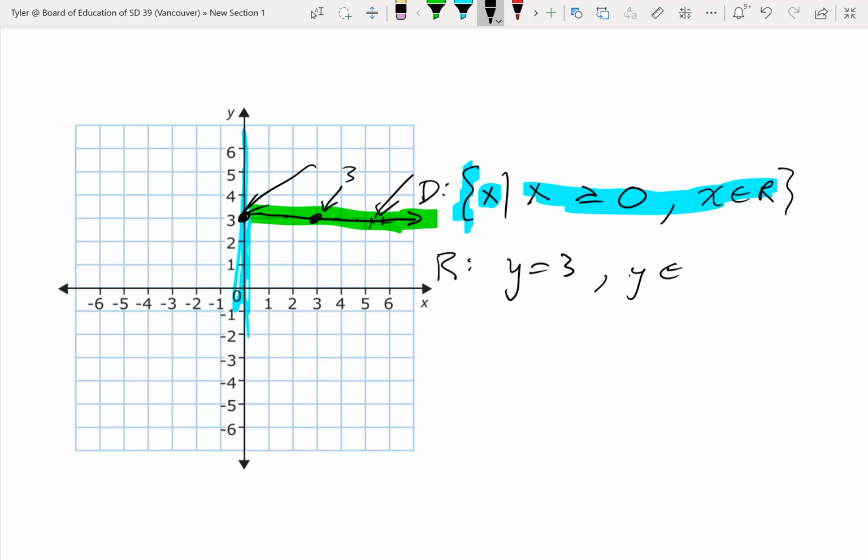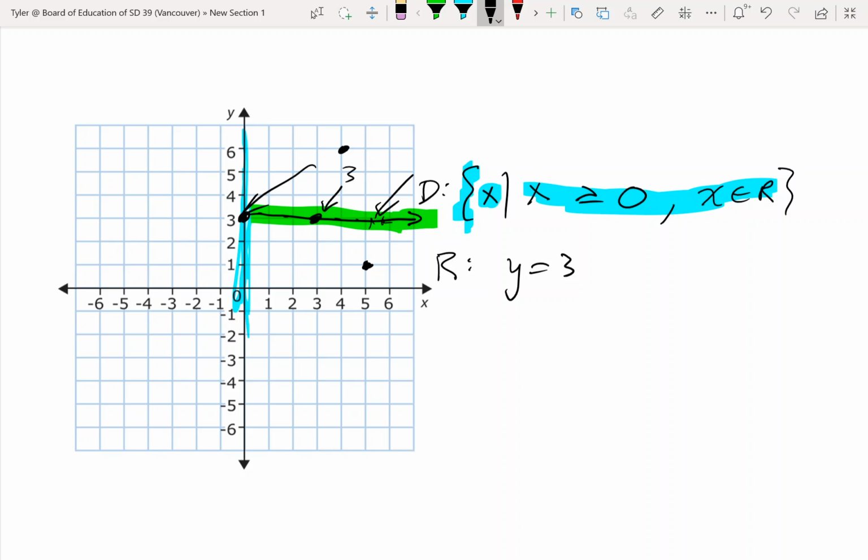I don't need to say y ∈ ℝ because there isn't a big list of numbers with decimals. There's just one answer. So that's the answer. The only other way that we could make this question a little harder, maybe, is if we put a point here and a point here.